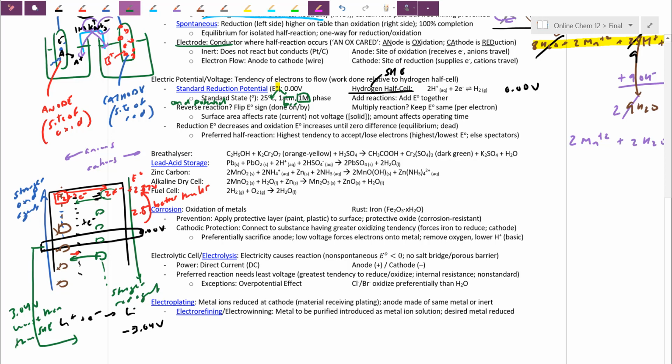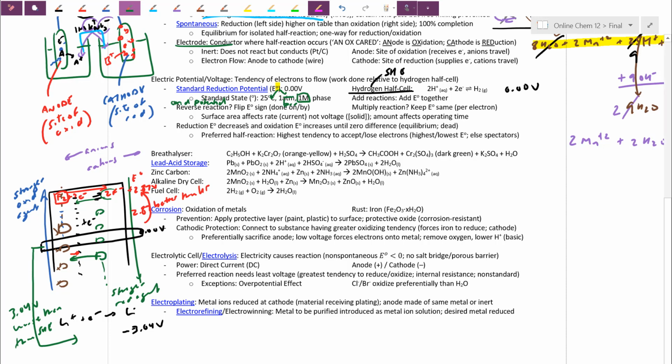The surface area of the electroplate doesn't affect the voltage because the concentration of solid is constant. It might affect how much solid gets coated over time. It might affect how long the battery can run for, but the voltage E cell that we carry doesn't change.